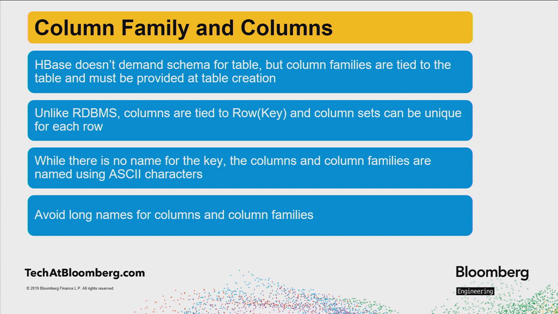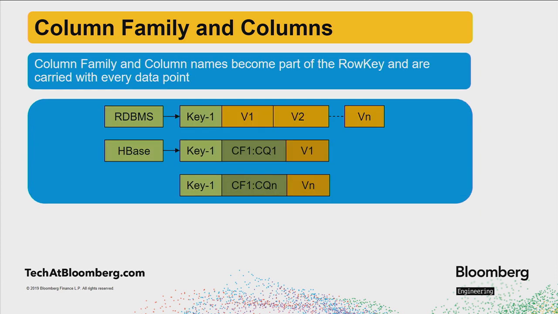Avoid long names for columns and column families. We'll get to that also later. Why is that the case? Right? So if you look at the column family and column names, basically they become part of the row key. Right? And if you look at the picture pointing out for HBase, the column family and column qualifier themselves become part of the key, and it's associated with every value which you are going to store. So that means if your key is small and your column family name and column qualifier are small, your overall payload, which is shuttling through your network, will be smaller. Right?